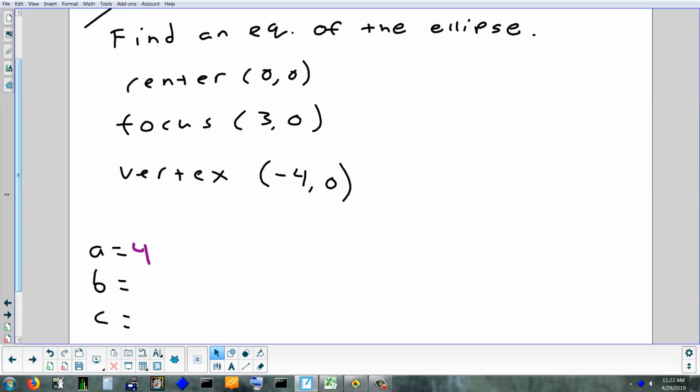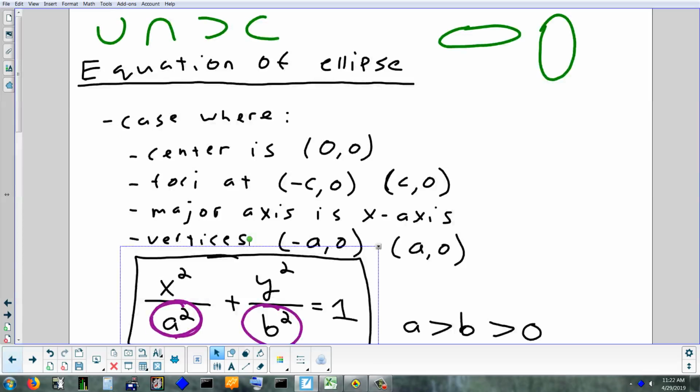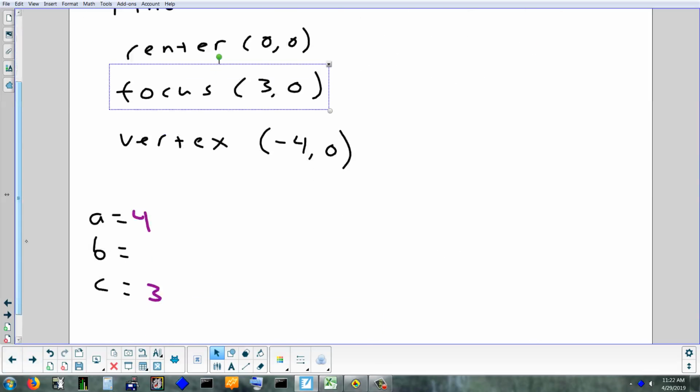All right. Do I have enough information to find something else? They got to give me enough information to find two things. But that's one of them. C, yep. Distance from center to focus. What's the distance from the center to the focus? 3. Now, I'm missing B. I need B. If I'm going to write the equation, I have to know B. So what's the formula I can use as long as I have 2 out of 3? C squared equals A squared minus B squared.